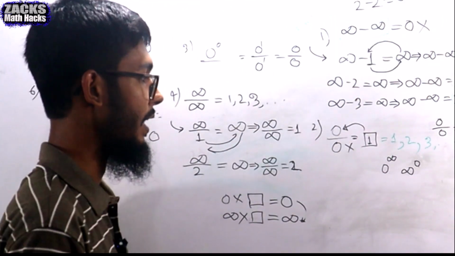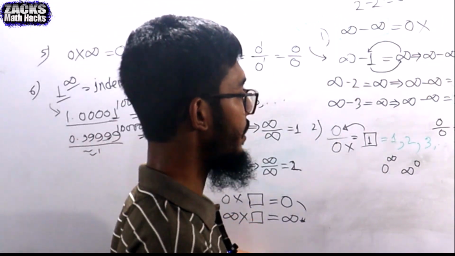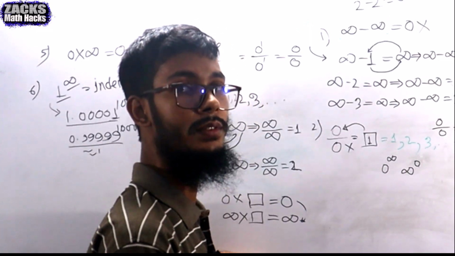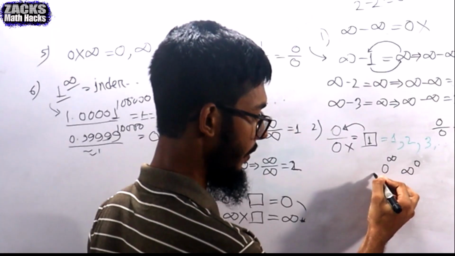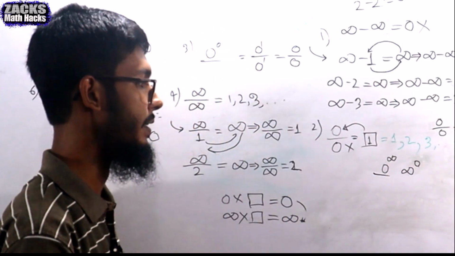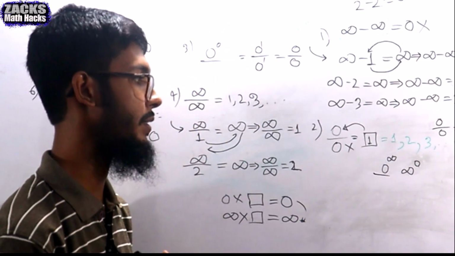If I asked you 0 to the power infinity or infinity to the power 0, now consider first of all infinity to the power 0. But okay, before that let me explain 0 to the power infinity. What is the value of this expression?